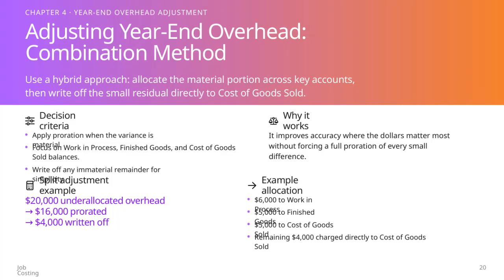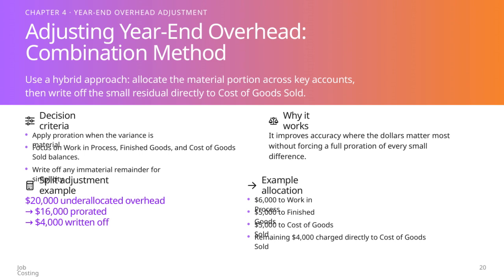In this chapter, we focus on the year-end overhead adjustment using a combination method. This hybrid approach involves allocating the material portion of the overhead variance across key accounts like work in process, finished goods, and cost of goods sold. For any small residual amount that remains, we simply write it off directly to cost of goods sold. The decision to prorate is based on whether the variance is material. If it is, we spread the adjustment to improve accuracy where it matters most. If the leftover amount is immaterial, writing it off keeps things simpler and avoids unnecessary complexity.